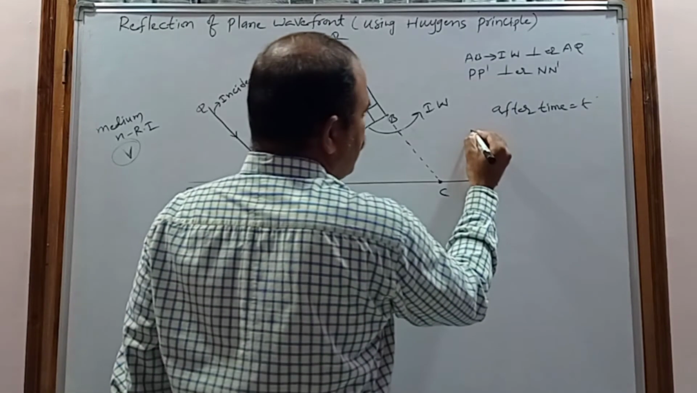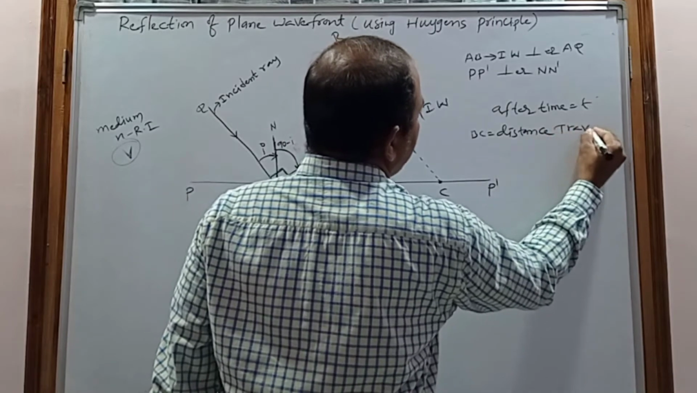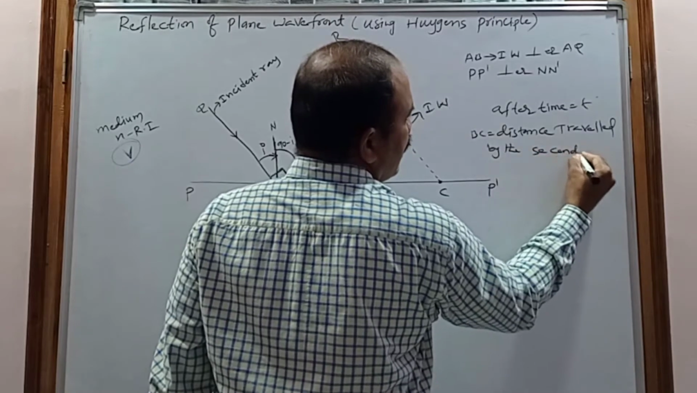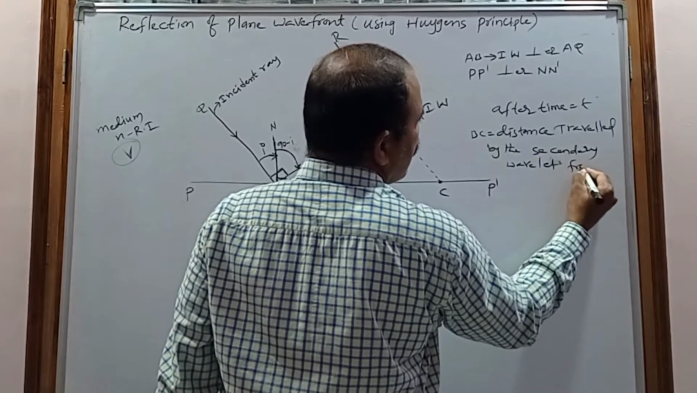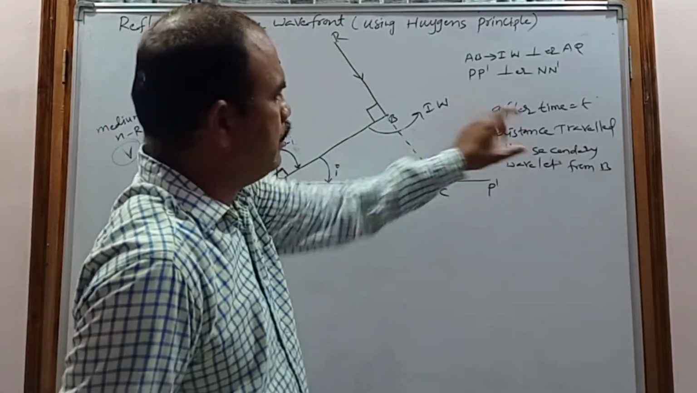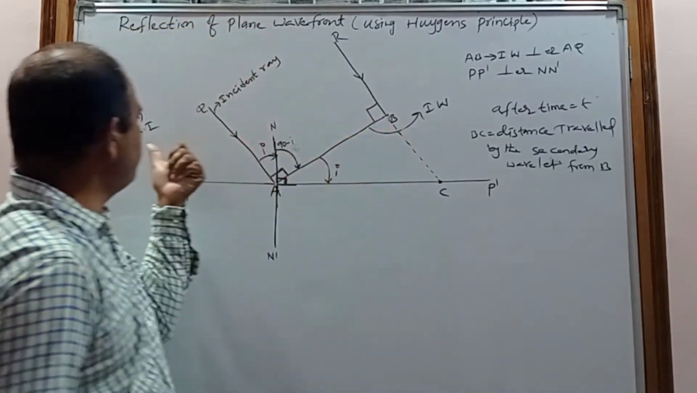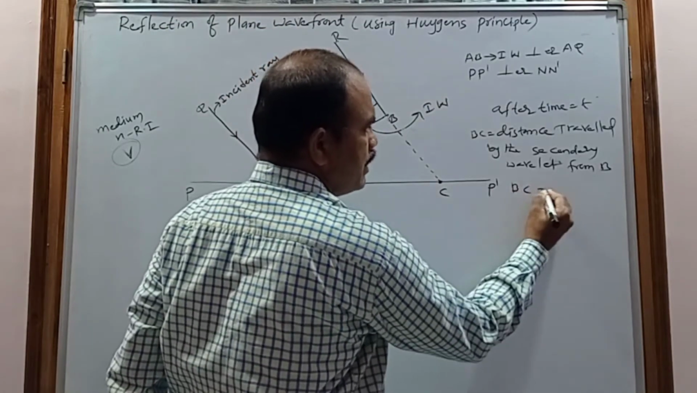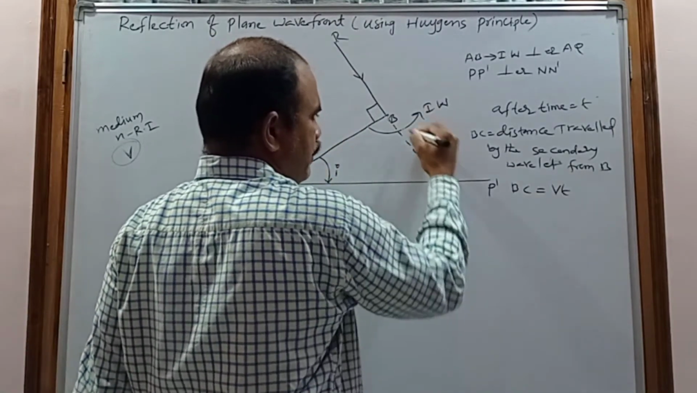So what is BC here? BC is the distance travelled by the secondary wavelet from B. Now we want this BC. How can we calculate BC? The secondary wavelet travels with what speed? V. In how much time? In time t. So BC is nothing but the distance. Distance is equal to speed times time, where speed is V and time is t. So this BC is how much? V t.